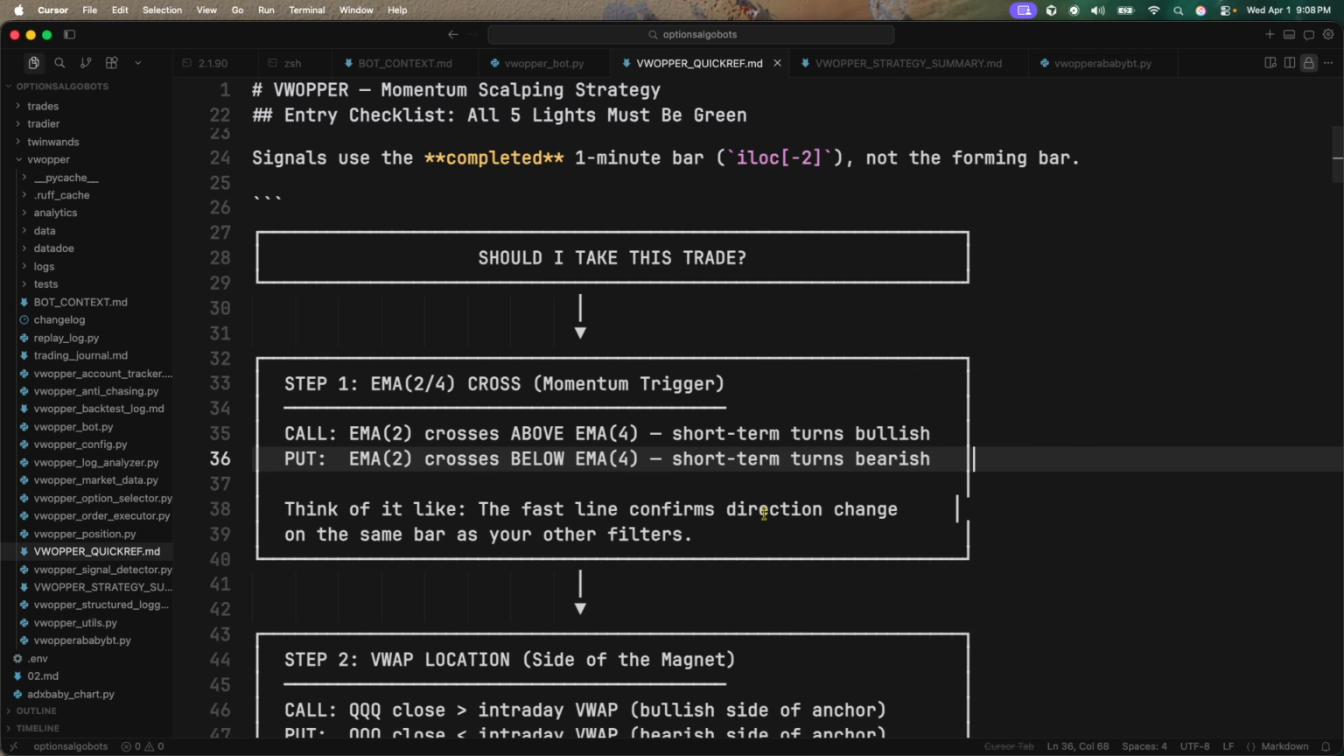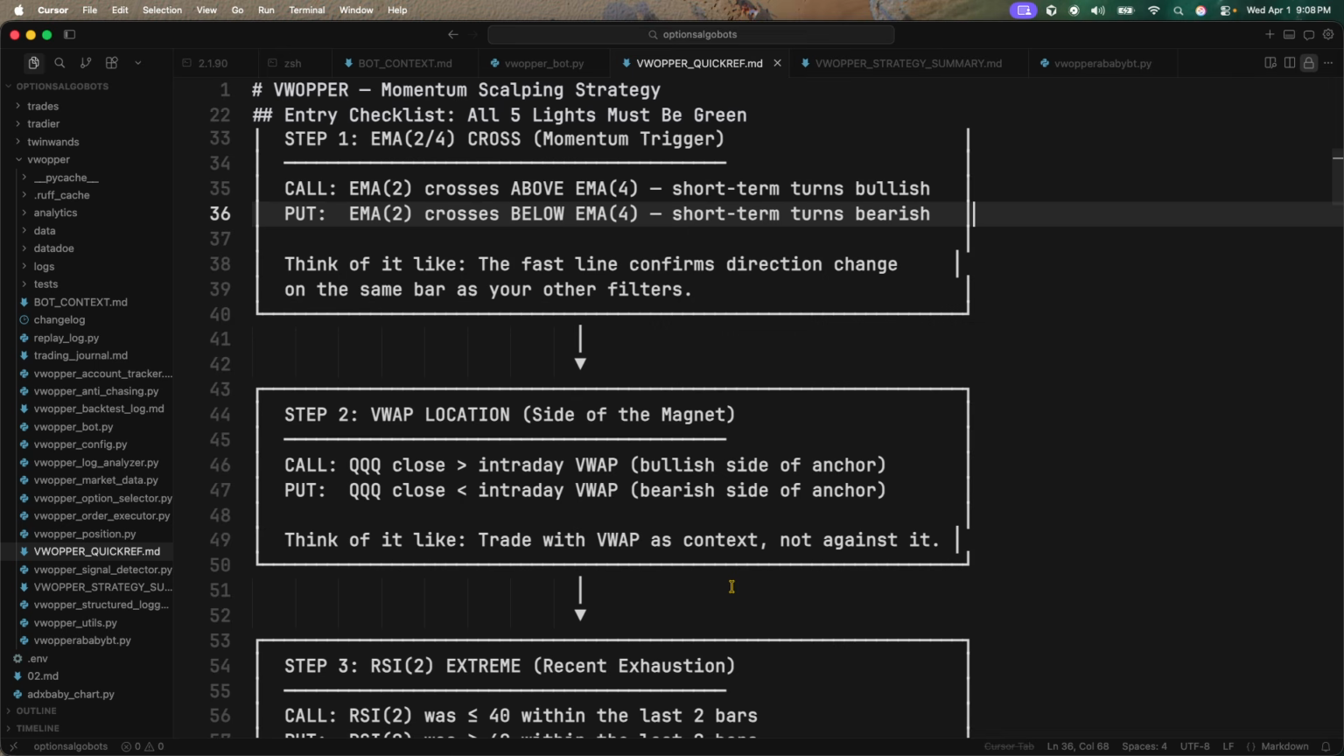So these fast lines confirm the direction change on the same bar as other filters. Then we're looking at VWAP. VWAP is the volume weighted average price, and we want to make sure that we're on the right side of VWAP. We're buying with the institutions, not against them. So we want to trade with VWAP as the context, not against it.